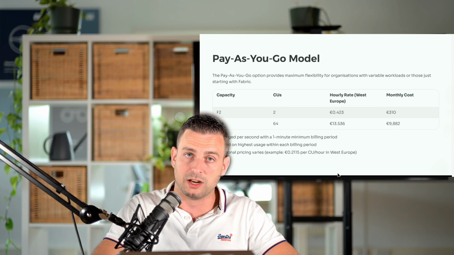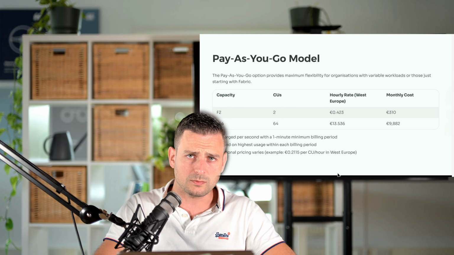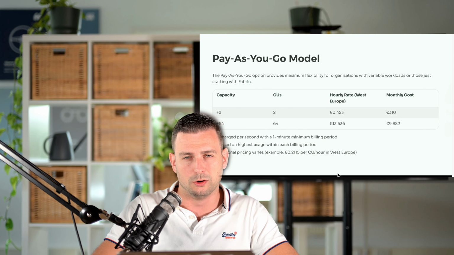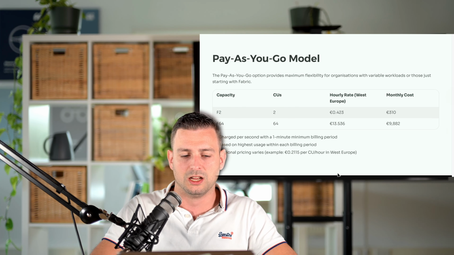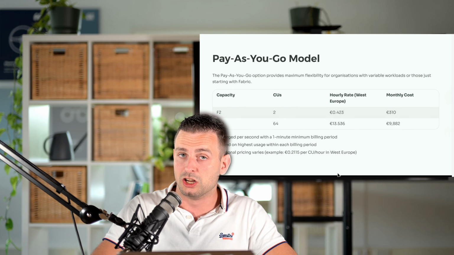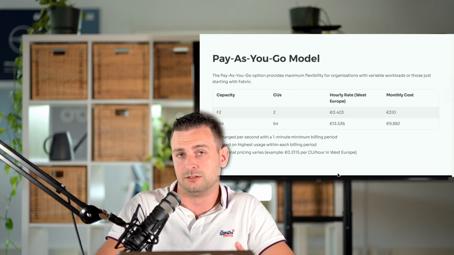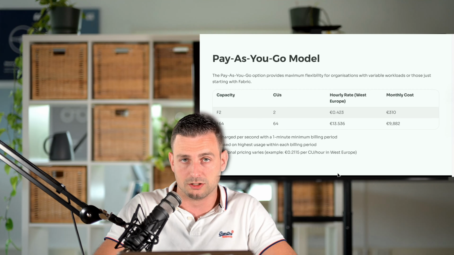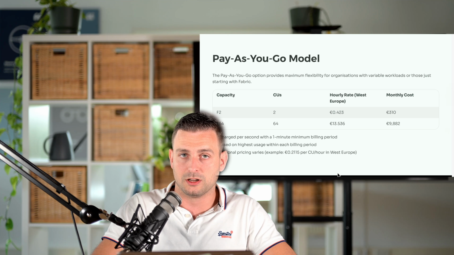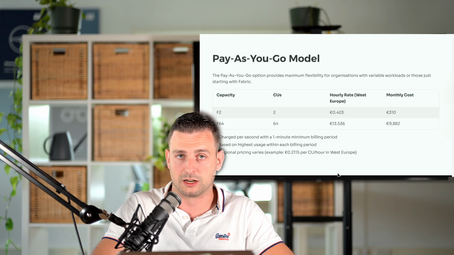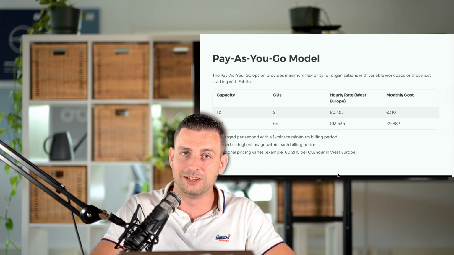Now, if you extrapolate that to a monthly cost, that pay-as-you-go for the smallest tier that I can buy, the monthly cost for an F2 will be about 310 euros. For an F64, it will be almost 10,000 euros. All right, so that will scale linearly, but you can scale up, scale down, pause at will, and so on. You're charged per second, but with a 1 minute minimum. So that means if you start putting it on and off and on and off and on and off, you will rack up a lot of minutes of billing.